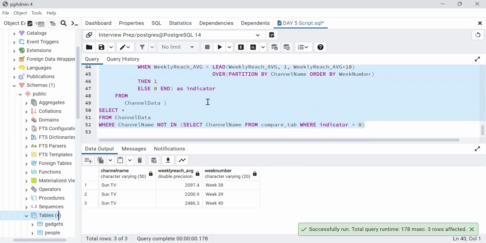Now it is very nicely returning to me Sun TV. Did you understand? Because this is the only channel that has all ones. Correct? Everyone understood?